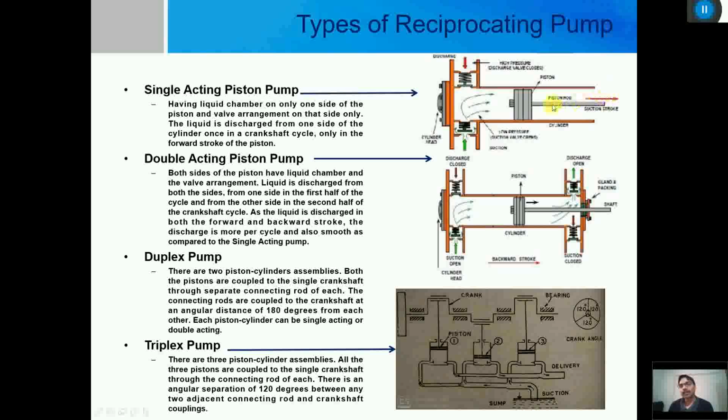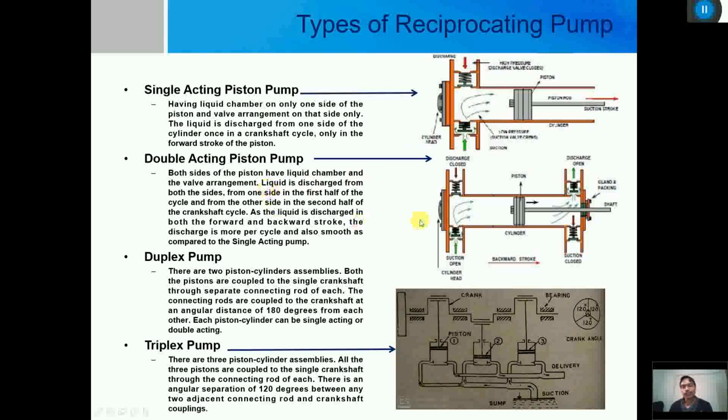and when the piston is moving in the negative x direction, that is towards the cylinder head, because of the higher pressure here, the suction valve gets closed and the delivery valve gets opened. So we will have the discharge from the delivery side. So this is the single acting pump.